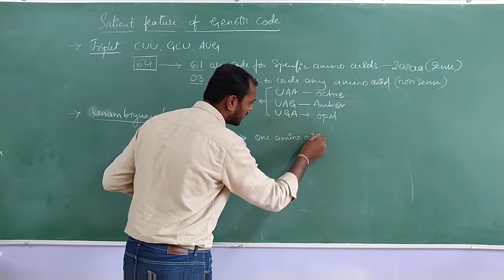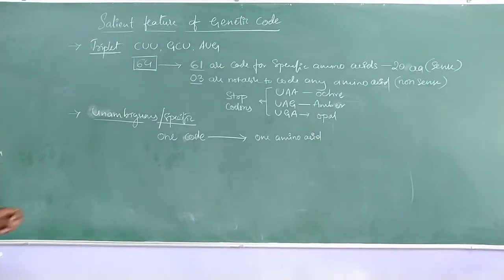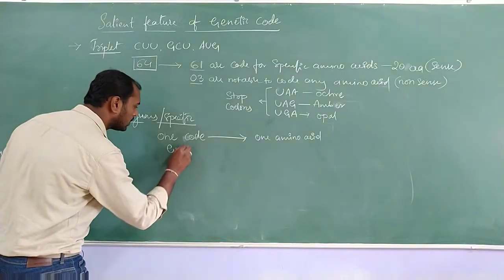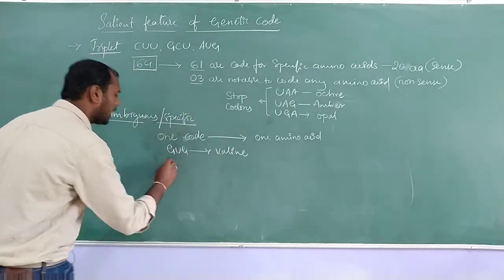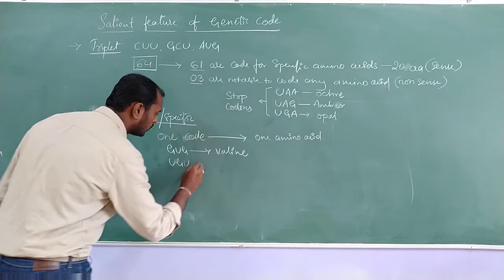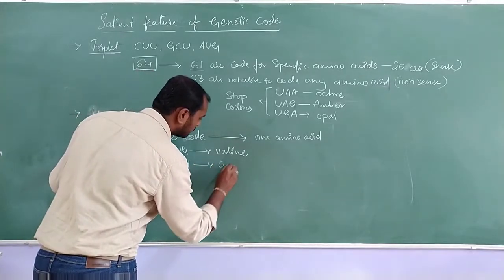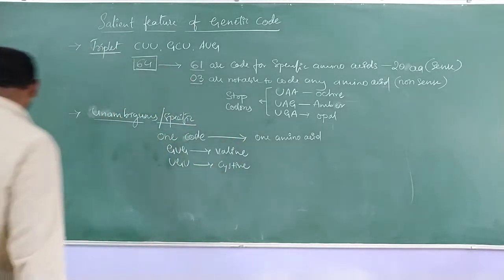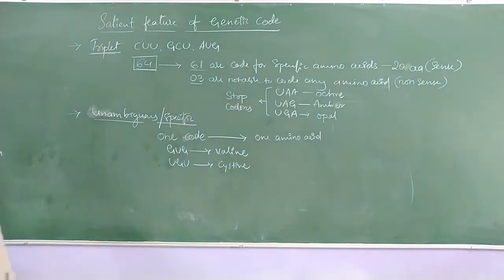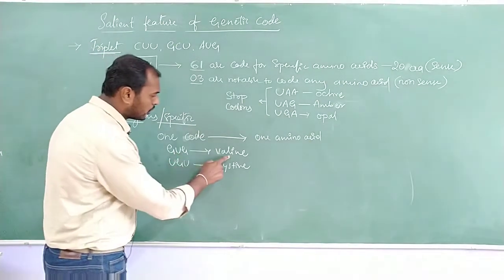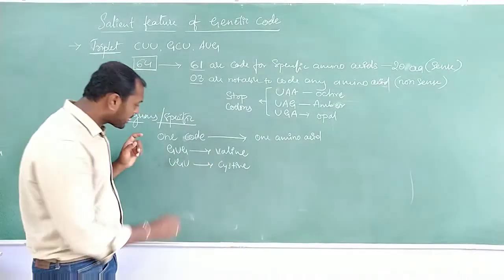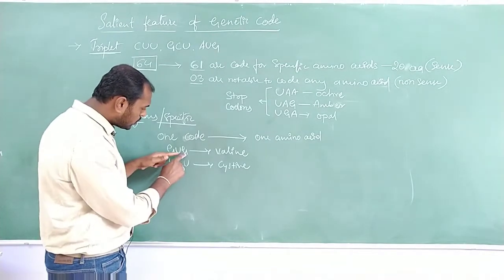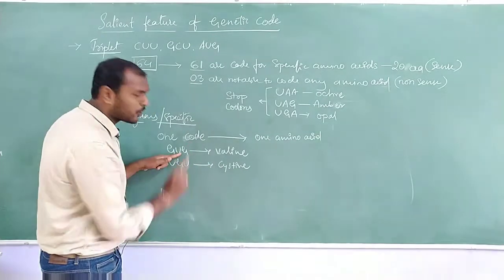amino acid. So for example, GUG is going to code for valine, and UGU is going to code for cysteine. So GUG is going to code for valine and UGU is going to code for cysteine. Okay, so GUG is never going to code for two amino acids.